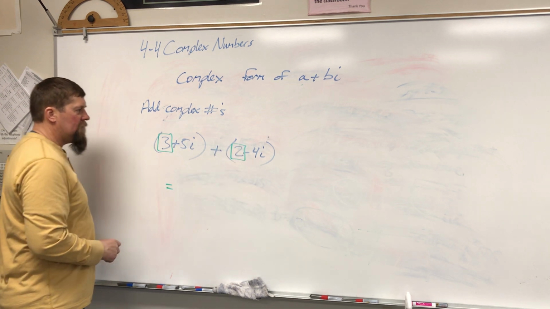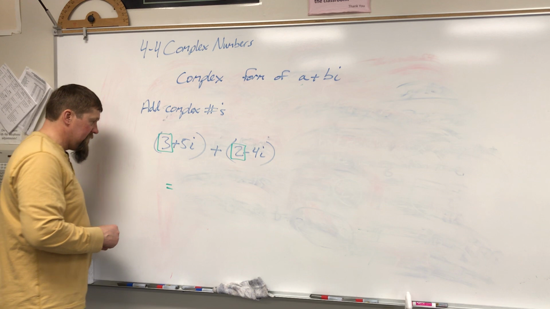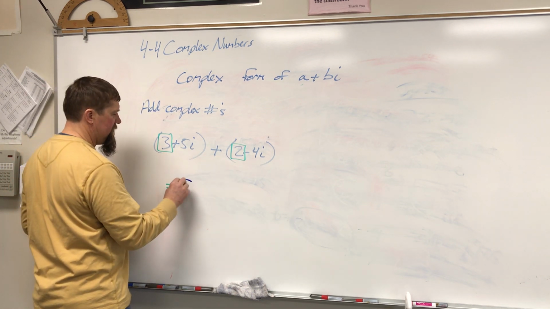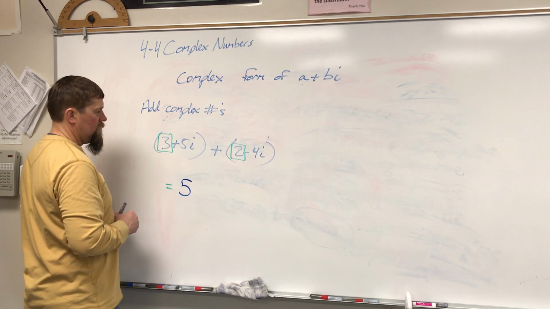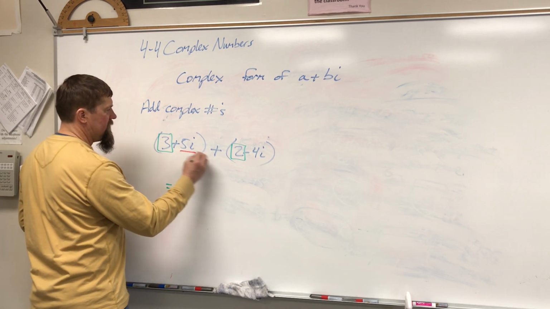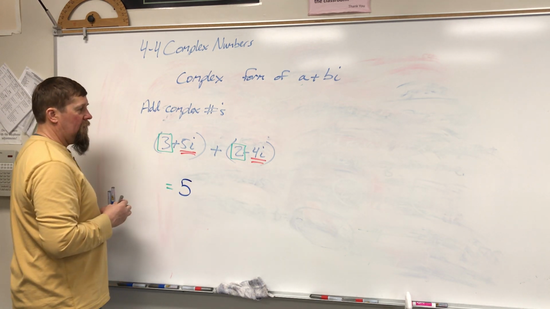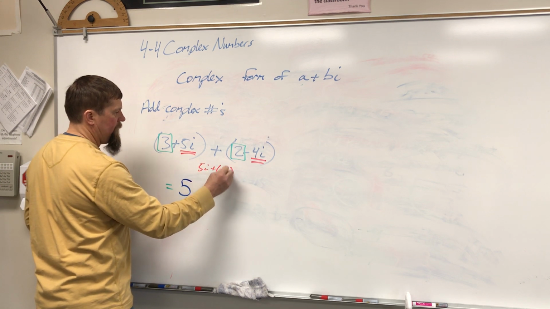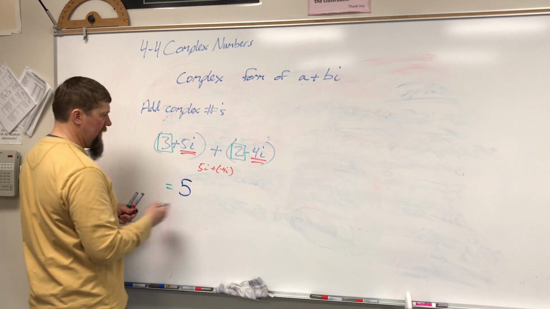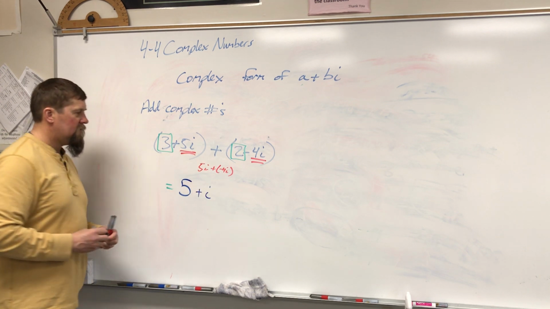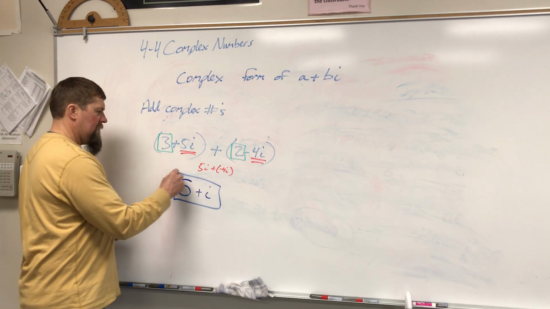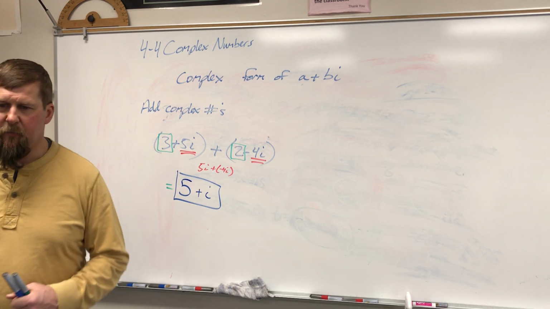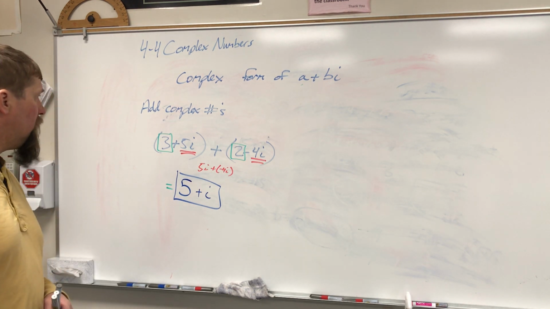If I'm going to add two complex numbers, the real part of the complex answer is going to be 3 plus 2, which is 5. The imaginary parts are going to get added together as well. In this case, I have 5i plus a negative 4i. When I add those two together, I get positive 1i. So my addition of these two complex numbers, or sum, is 5 plus i. Pretty simple. You just go ahead and add like terms, basically.